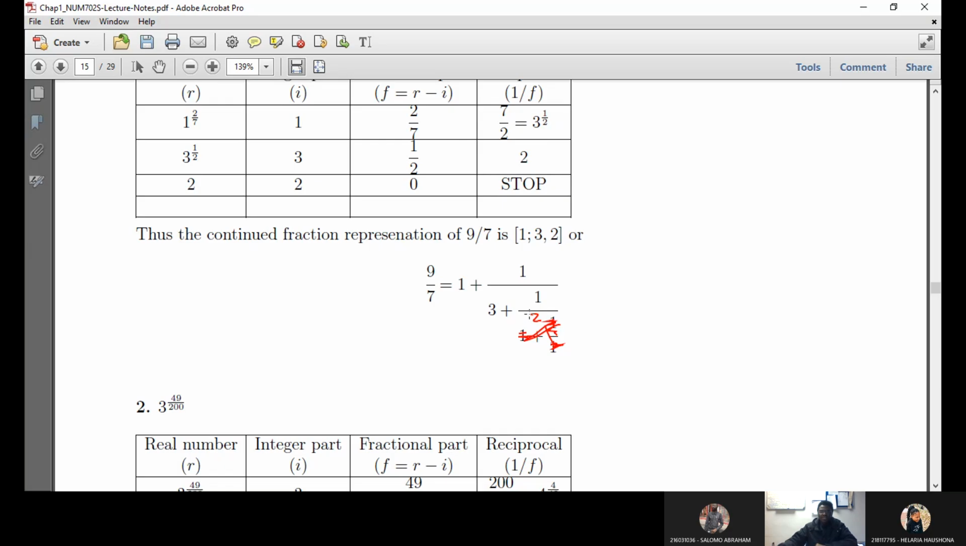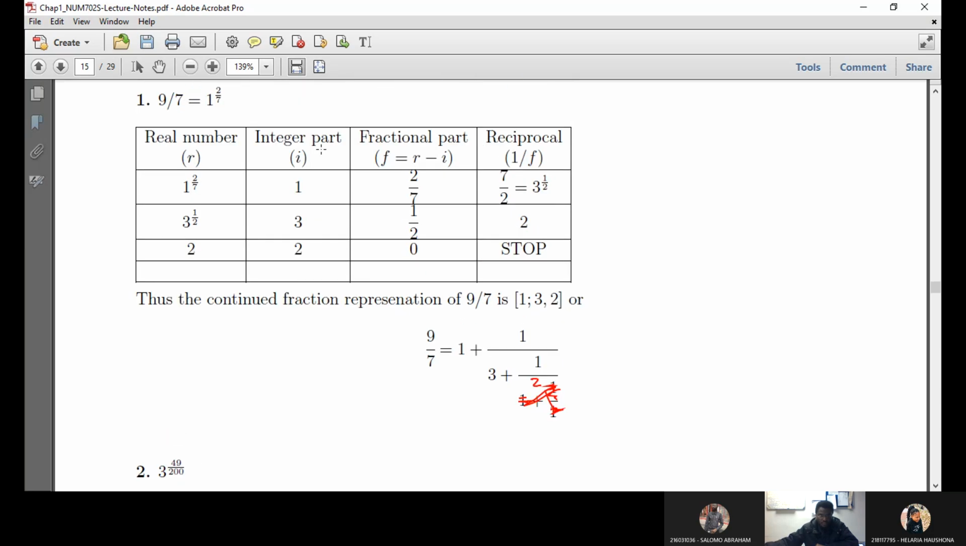No, I think you have it. So please write this. This is 2. This should be 2. The number of elements in your integer column, this one, 1, 2, 3, gives you the number of terms that will appear here. So we have A0 is 1, A1 is 3, and finally A2 is 2.